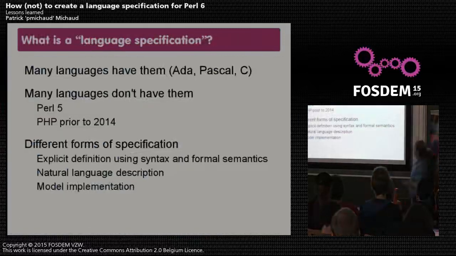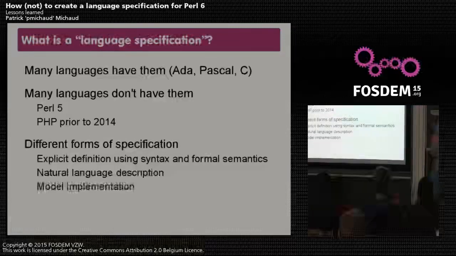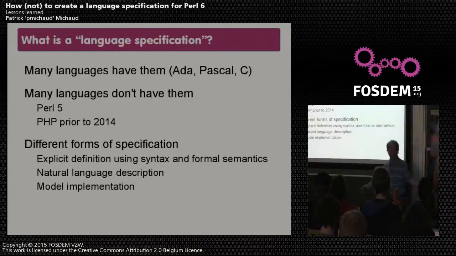So what is a language specification? Many languages have them. Ada, Pascal, C, they have language specifications. Many languages don't have them. So Perl 5 doesn't have a language specification, not in any formal sense of the word, certainly. PHP doesn't have, well, it does now, but prior to 2014, PHP had no sense of a language specification. And you can see that in the language. I mean, if you look at PHP, you know it wasn't specified anywhere, right, to be able to come up with this. All right?